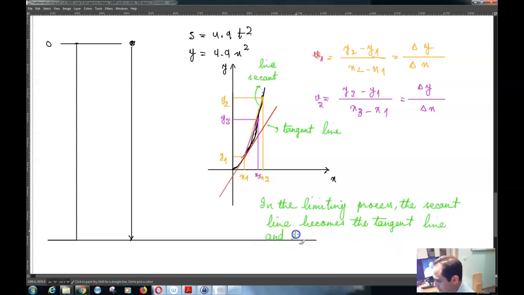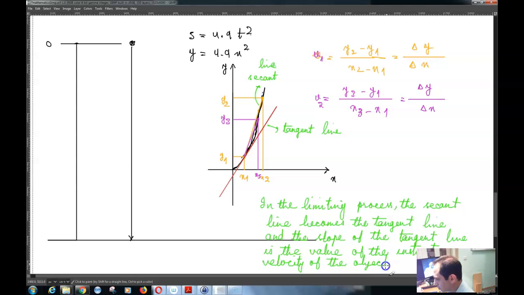And of course the slope of the tangent line is the value of the instantaneous velocity of the object at x1.